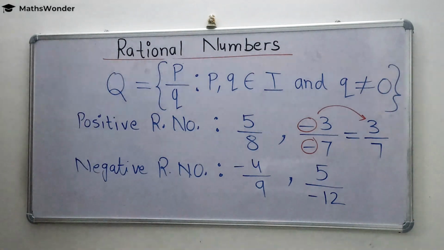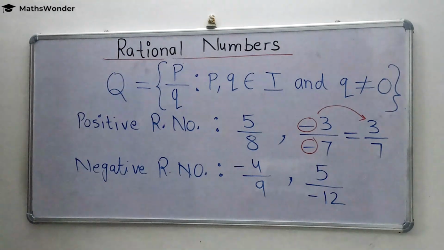Negative rational number: if any one negative sign is there, then we call it a negative. If the numerator and denominator of a rational number are such that one of them is positive and the other is negative, the rational number is said to be a negative rational number. Because we will use these things in the properties, you should know the basics. So I'm just recalling all the basic concepts, just 5 minutes.